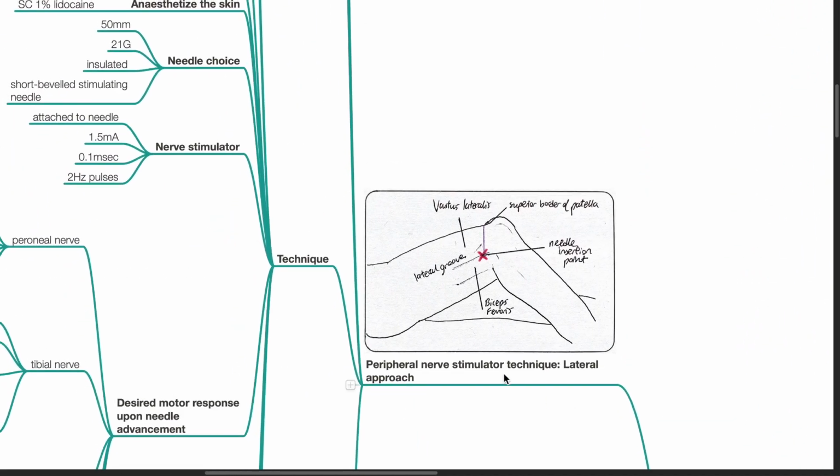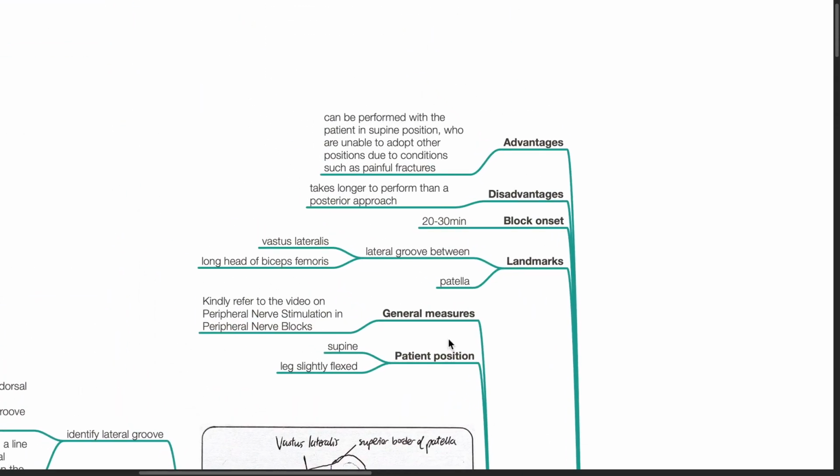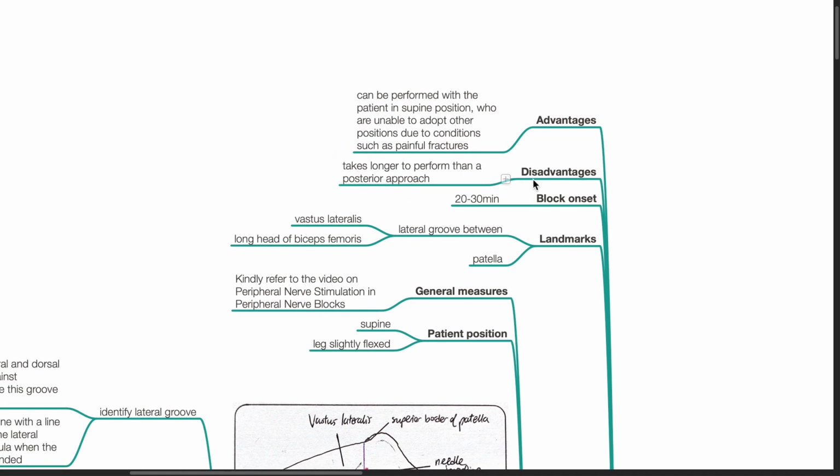Popliteal nerve stimulator technique, lateral approach. Advantages: this can be performed with the patient in supine position who are unable to adopt other positions due to conditions such as painful fractures. Disadvantages: this approach takes longer to perform than a posterior approach. Block onset 20 to 30 minutes.